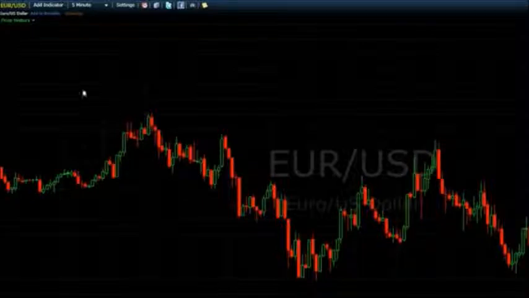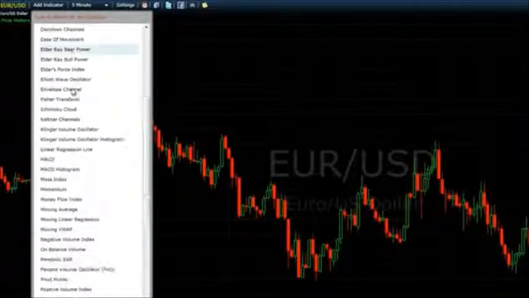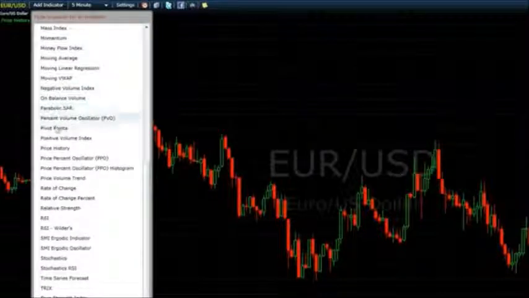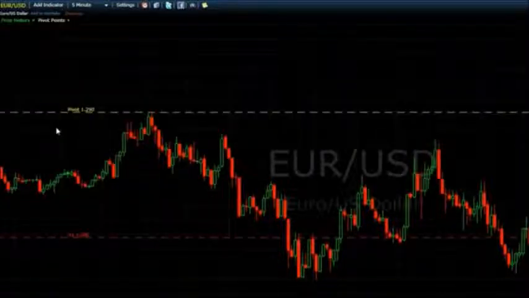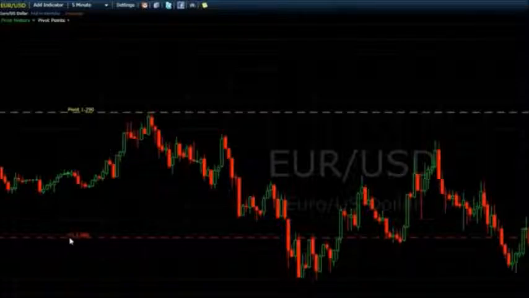So the first thing we're going to do is go up to Add Indicator, and I'm going to go down to Pivot Points. As you can see, we've added a pivot point at the 1.290 level, and it's also added a support level for us at 1.286. And if you notice, this is on the euro dollar, and today is September 30th, 2012.